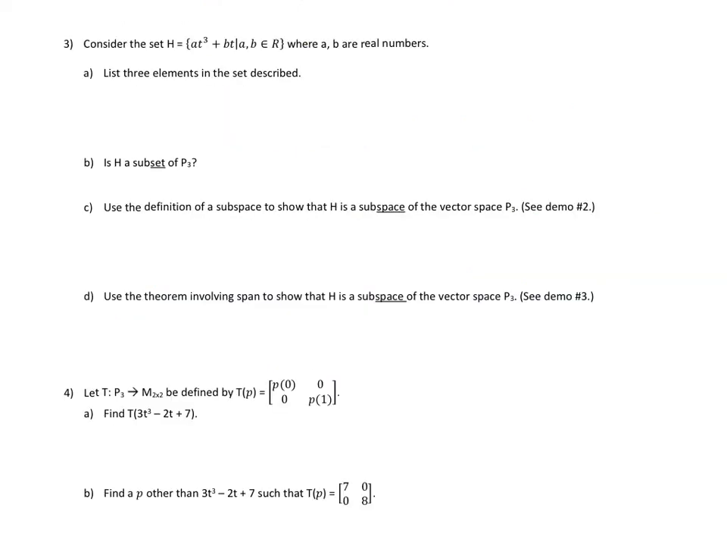All right, look at a set H. H is the set of all things that look like at cubed plus bt, such that a and b are real numbers. List 3 elements in the set described. So you just choose an a and a b. So I could have 5t cubed plus 7t. I could have pi t cubed minus root 2t. I could have 3t cubed plus 3t. A and b can be the same number.